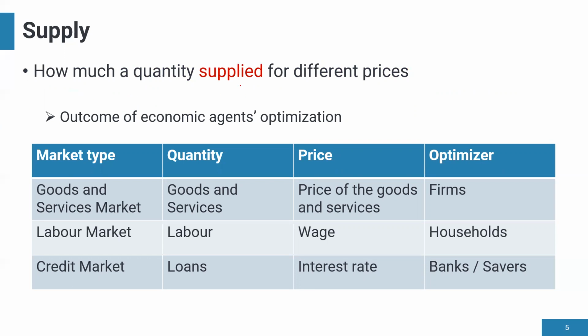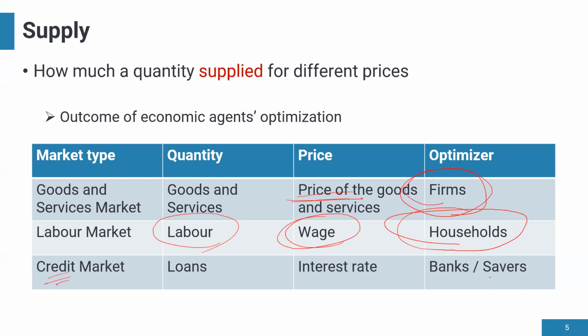So who supplies? In the goods market, the demanders were the consumers, but the suppliers are the firms. They decide how much they should supply for given prices. And in the labor market, who supplies the labor? Households. They decide, given the wage rate, how much labor they should supply. Similarly, in the credit market, who is the supplier? Banks and savers. They will decide, at the given interest rate, how many loans to supply. So supply is just the inverse of demand: how much is going to be supplied for a given price.